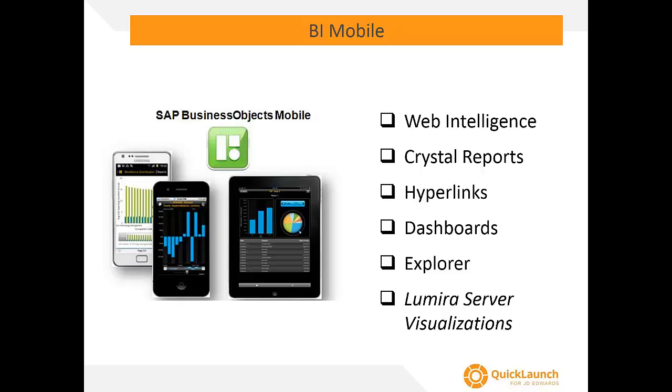In preparation for today, I went to the admin guide of the BI Mobile and found that it supports Web Intelligence documents, Crystal Reports, and hyperlinks. We've confirmed that we have been able to drill down on reports via OpenDocument. I'm not sure that's what they're referring to as hyperlinks being supported. Also Xcelsius dashboards, Explorer, and Lumira server visualizations. Lumira documents, I believe, work with BI Mobile if you are licensed for Lumira server. If you're licensed with the integration of the BI platform, this is not going to make sense to really anybody.